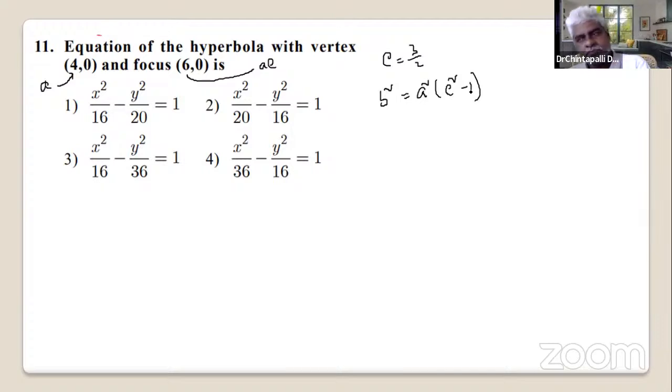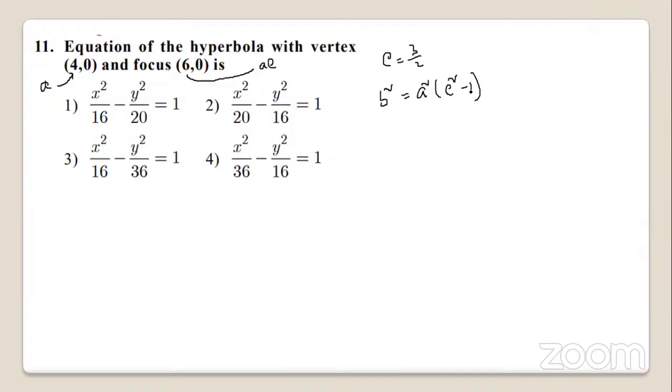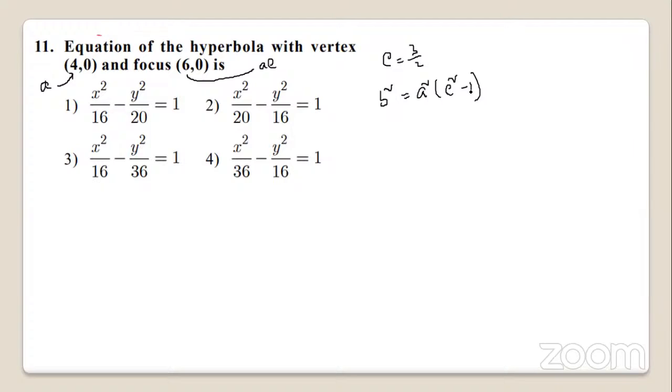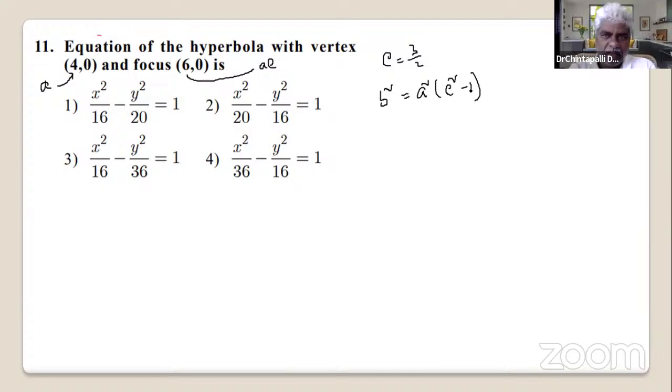Go ahead. b square equals a square times e square minus 1. b square equals 16 times 9 by 4 minus 1. b square equals 20. So is it option 1? x square by 16 minus y square by 20. Very good.